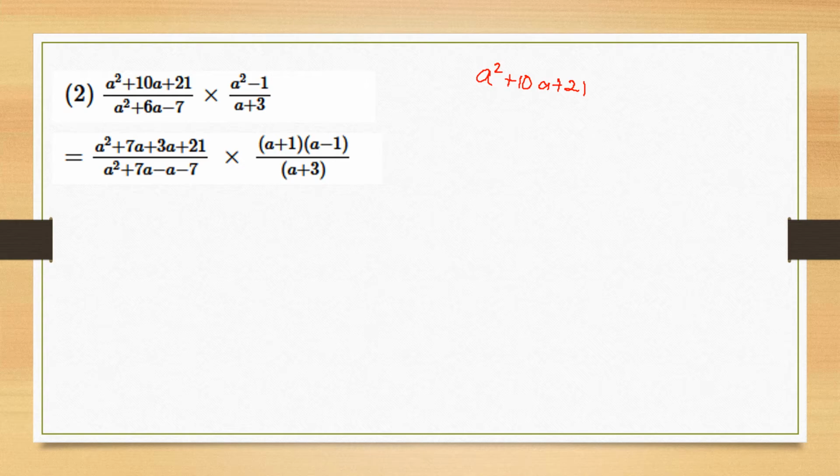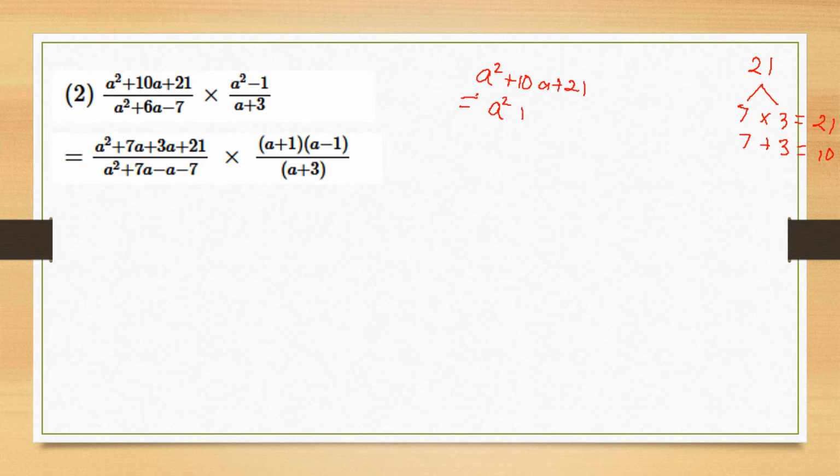We have 21 as the last term, and we have to split 21 into two numbers such that after multiplying them you get 21, and after adding or subtracting them you get the middle term. If I take 7 and 3, 7 multiplied by 3 gives 21, and 7 plus 3 gives 10, which is the middle term. So we'll solve this.